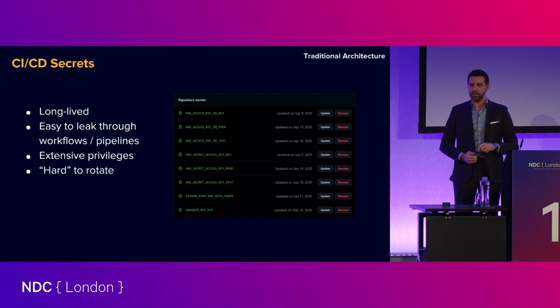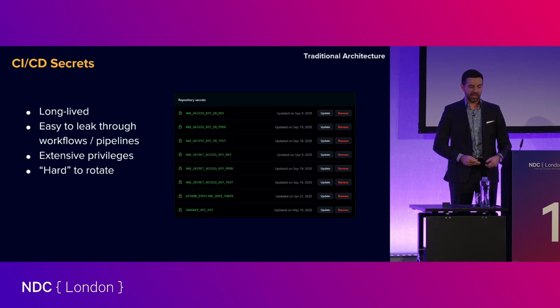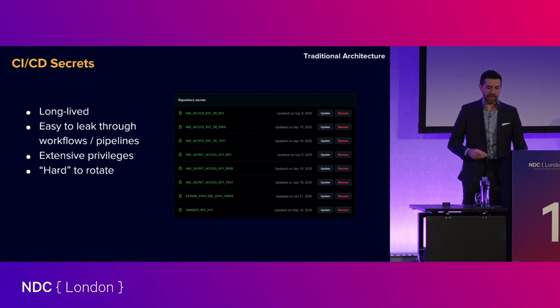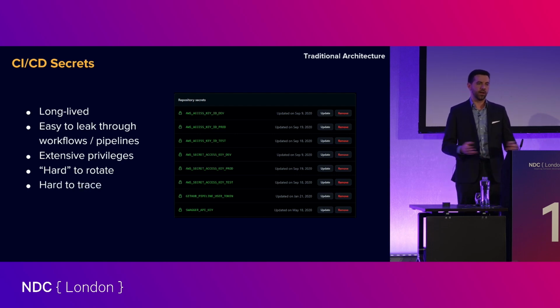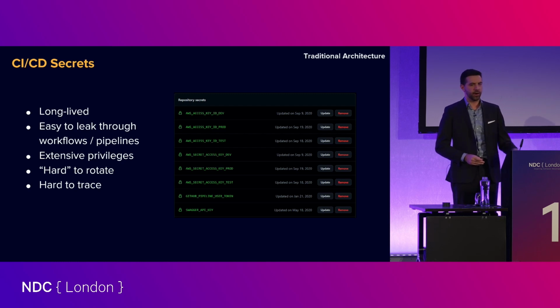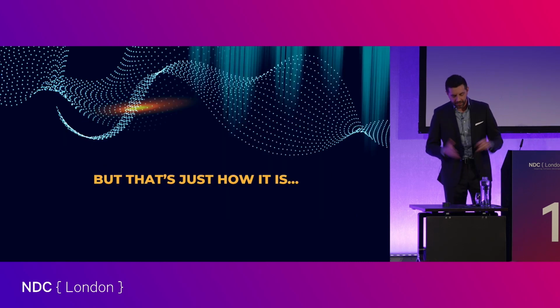And they're also relatively hard to rotate, because as soon as you need to manage credentials stored in multiple places, trying to rotate those and keep them synchronized and to deal with situations where you've rotated them, but a workflow started before you rotated it but hasn't finished until after you've rotated it, trying to manage that and catch those edge cases can be quite a bit of work. And it's also hard to trace when there is a problem because this is an automated system. So who actually caused these problems? Is there a malicious actor in our organization? We don't really know. It's very hard to track down. But that's just how it is, right?